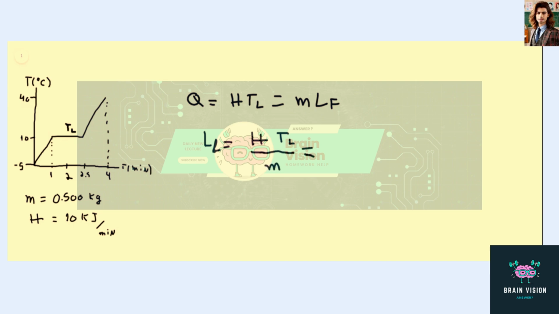Let's put values here. So 10 kilojoules times 1.5, divided by 0.5. This is equal to 3 times 10 to the 4th joules per kilogram. So this is the first part.